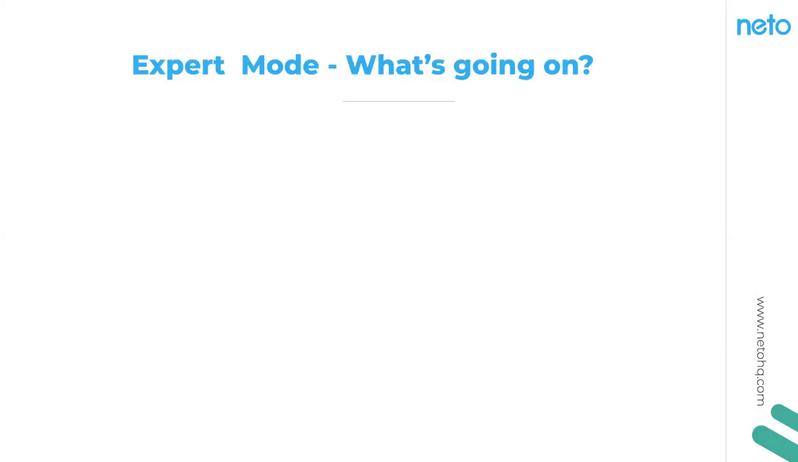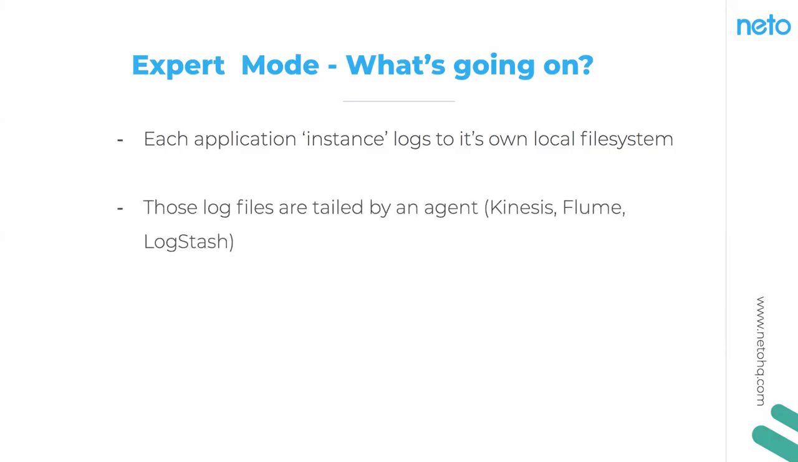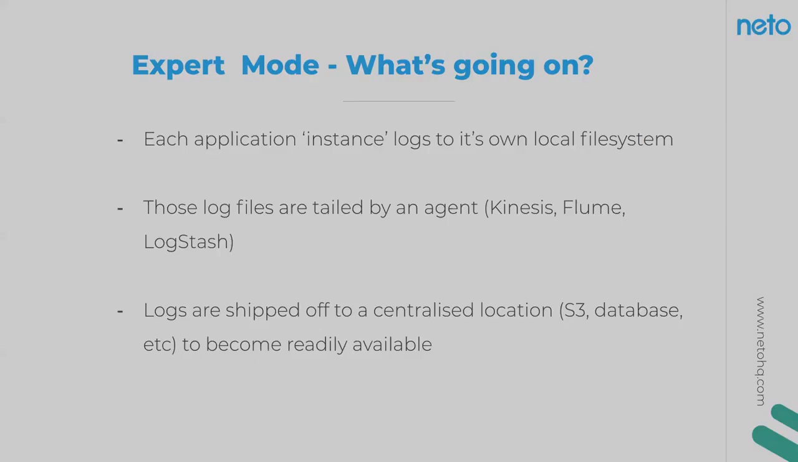So what's going on here, this is actually expert mode, not easy mode. Each application instance logs to its own file system, again, as it was before. The logs are then tailed by an agent. I've got Kinesis here, Flume, Logstash, there's many more. They'll actually tail the log files themselves, and they will ship them off to a centralized location. That makes them readily available, but there are some problems with this.